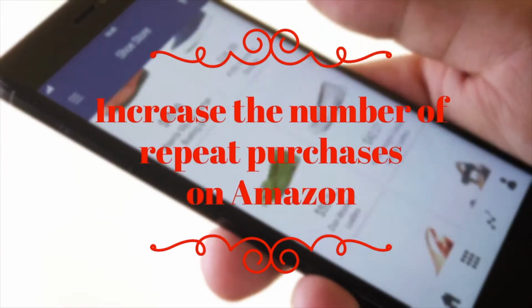One thing to note here is that there's no guarantee about which type of case you will get. However, the way to solve each is quite the same. So now without further ado, let's get into the case. So let's say our case was increase the number of repeat purchases on Amazon.